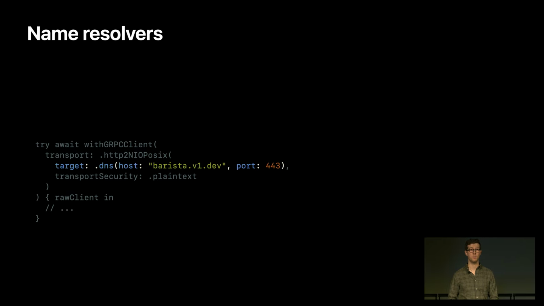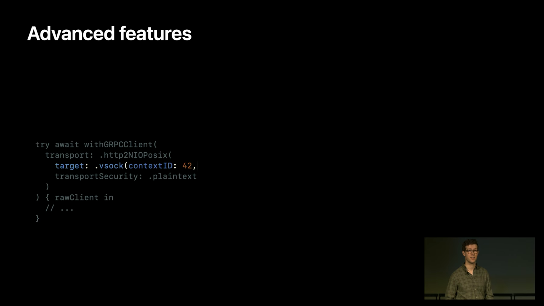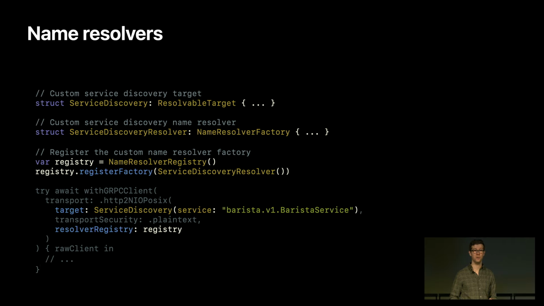For your real application, you're most likely to reach for the DNS name resolver. But there are other built-in resolvers, like for Unix domain sockets, and virtual sockets, and pre-resolved IP addresses. But this API is extensible. You can create your own resolvable targets and name resolvers to use with the client. This is effectively a service discovery mechanism. Your custom resolver can ask an external source which hosts to connect to. This gives you a great deal of flexibility.